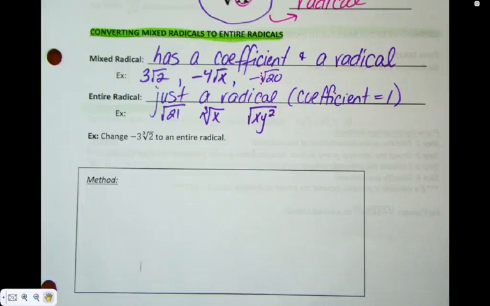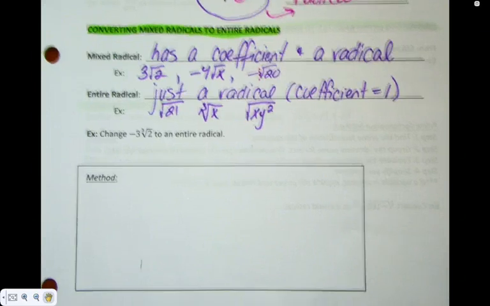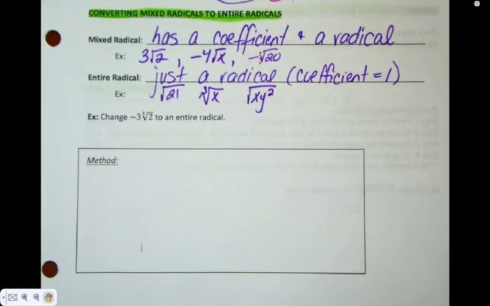So first thing we're going to do, and then the opposite, is we're just going to convert from one to the other. Again, just like you learn with fractions, converting improper to mixed, mixed to improper, we're just doing the same thing with radicals. So we're going to change negative 3 cube root of 2 to an entire radical. Why? That will come when we do the adding, subtracting, multiplying, dividing. So we're just doing the skills now to be able to use them next week. Do you want to see an example first and then the method, or the method first and then the example?